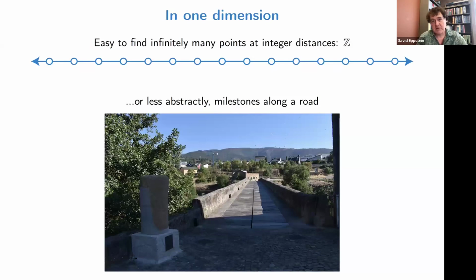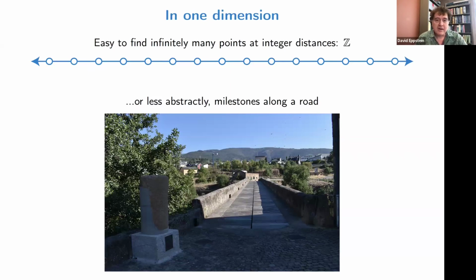So in one dimension, it's super easy to find points at integer distances. You just use all of the integer points on the real line, and their distances are integers from each other. I'm going to be talking about spaces that are not flat.